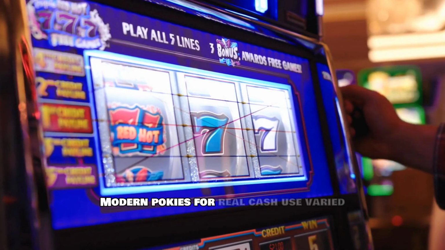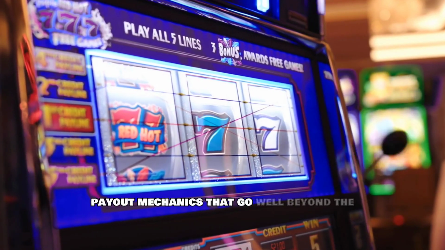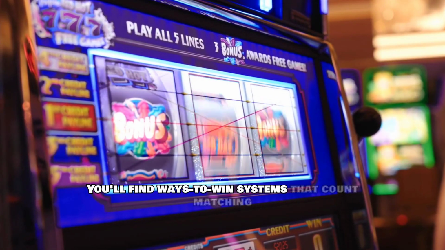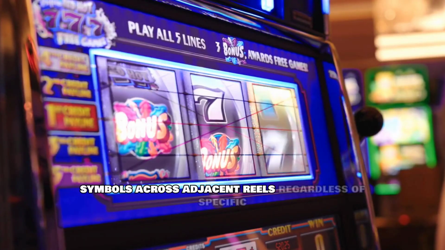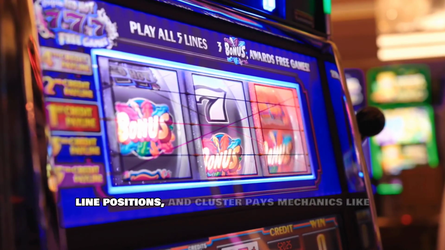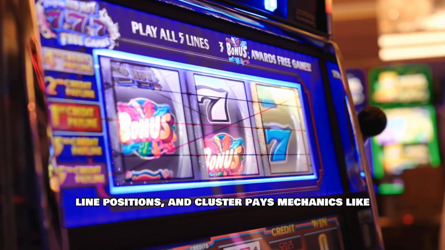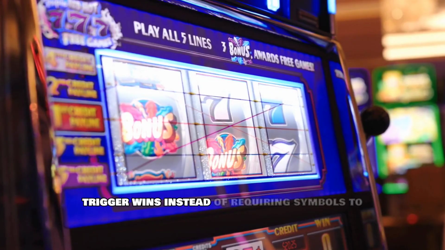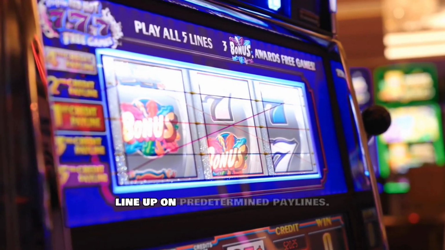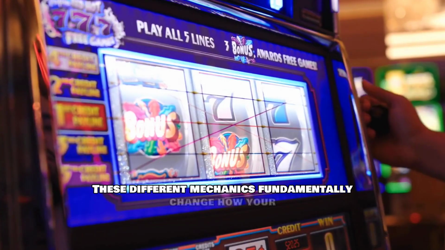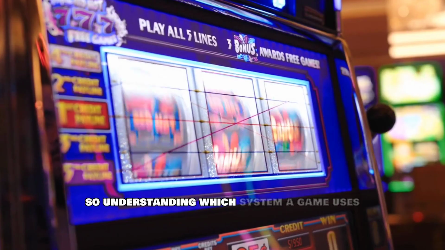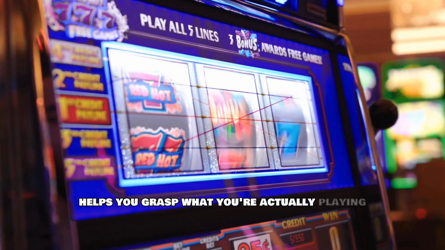Modern pokies for real cash use varied payout mechanics that go well beyond the traditional payline systems many players remember. You'll find ways to win systems that count matching symbols across adjacent reels, regardless of specific line positions, and cluster pays mechanics like you see in Reactoonz, where groups of adjacent matching symbols trigger wins instead of requiring symbols to line up on predetermined paylines. These different mechanics fundamentally change how your bet converts to potential payouts, so understanding which system a game uses helps you grasp what you're actually playing for.